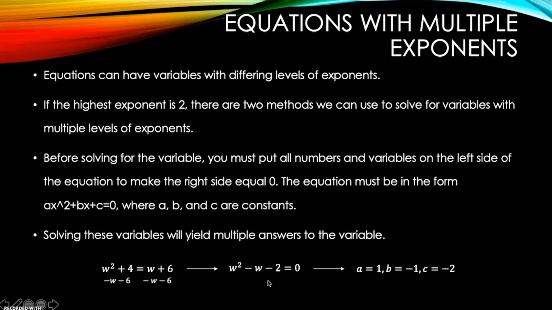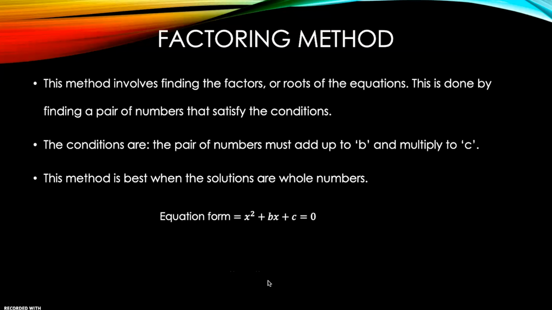Now, how do we solve for this? The first method of solving for this is known as the factoring method. This method involves factoring out the equation so we can find solutions to the variable. The idea is that the equation is formed from two distinct solutions of the variable, and we can identify those solutions by finding values of the constant b and c.